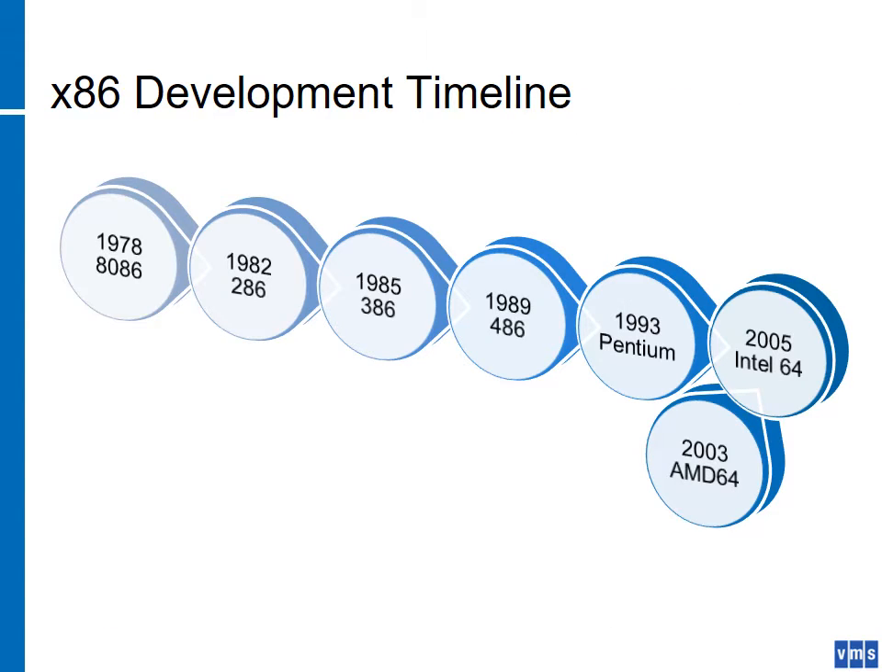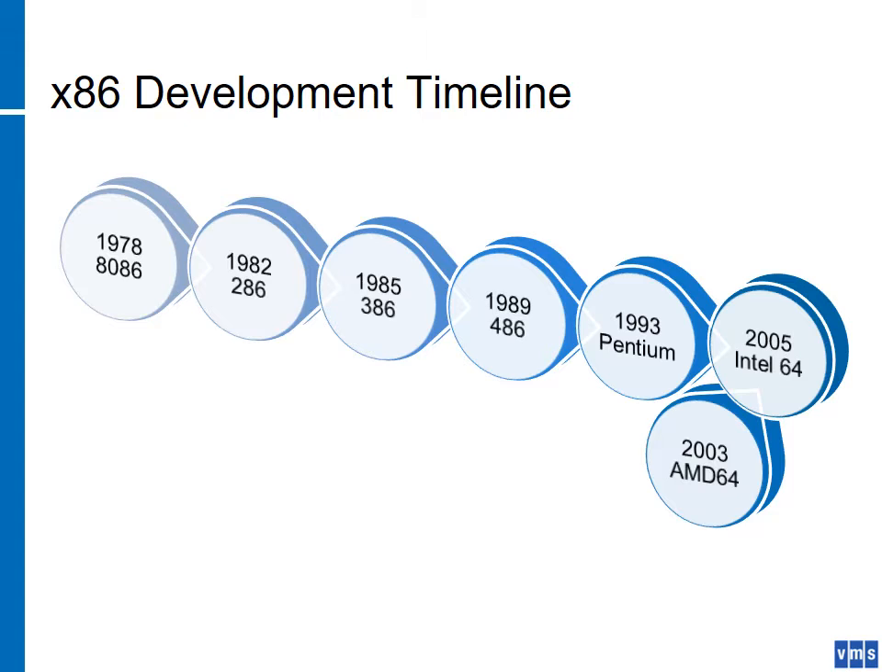So if we want to take a look at where the x86 64-bit architecture came from, we need to go all the way back to its humble beginnings in 1978, when Intel released the 8086 processor, which was the processor that ended up being the heart of the IBM PC. Shortly after the 8086, Intel released the 8088, which was identical to the 8086 except that it had an 8-bit external data path rather than a 16-bit one.